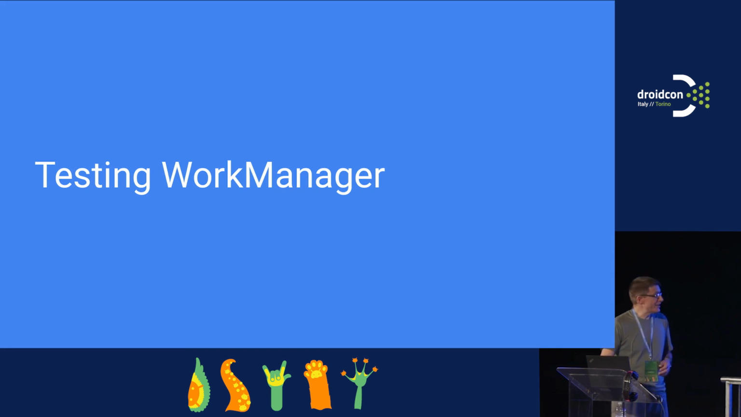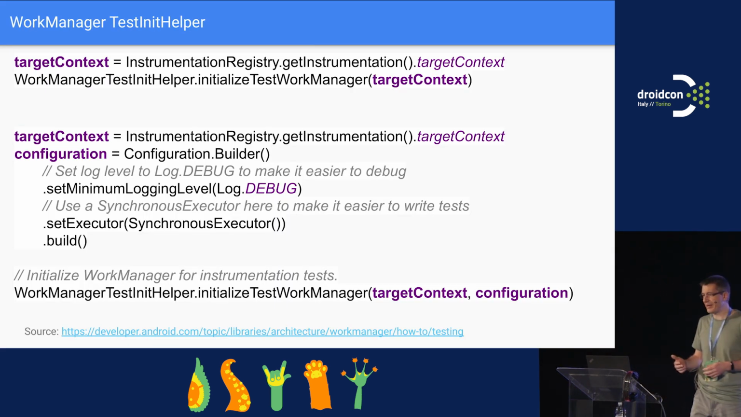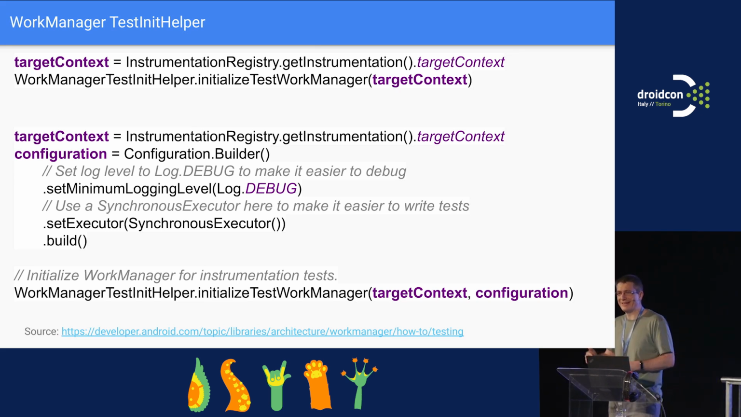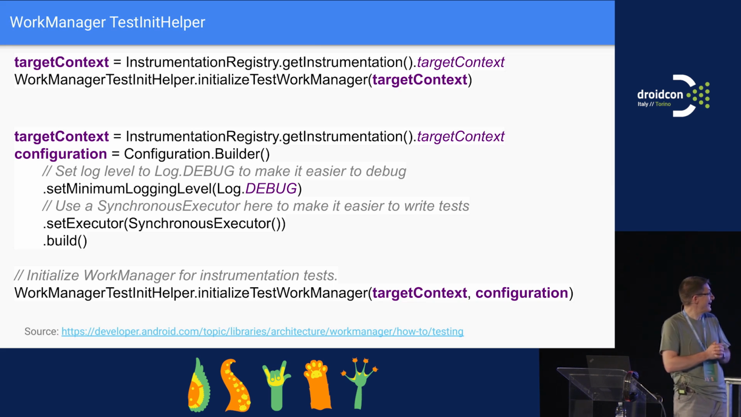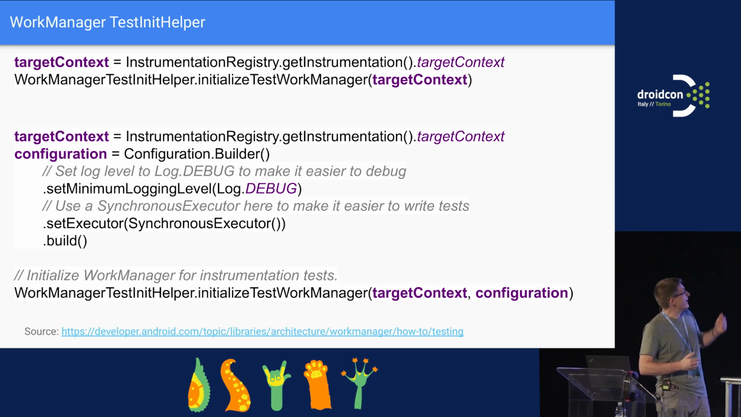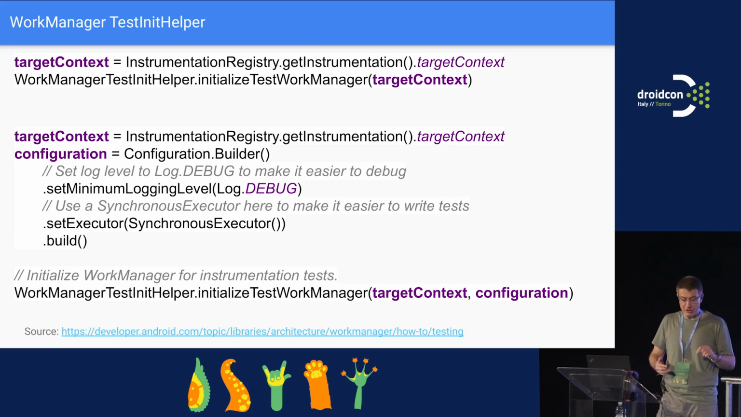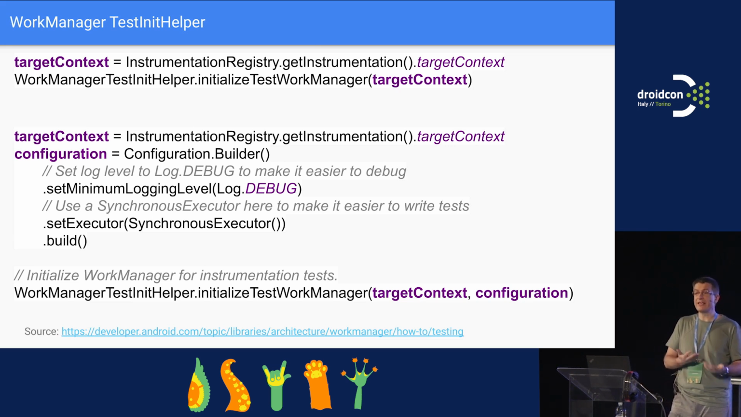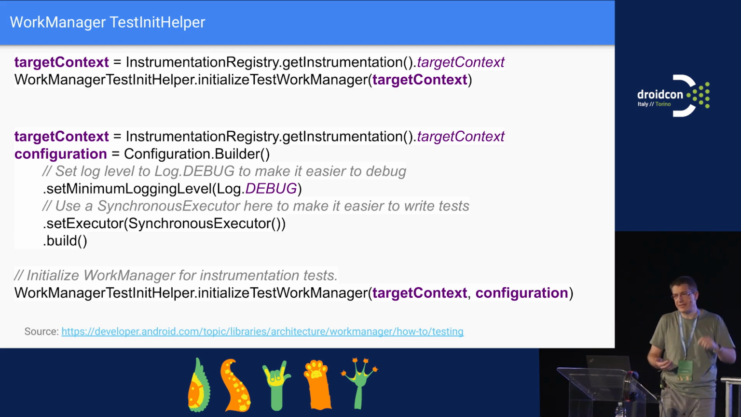For testing WorkManager, at the end, not because it's not important, but because I tried to do this the other way around, doing the test-driven approach. It doesn't work very well, so the testing is at the end. We have this test init helper, where you can get a custom executor that is a synchronous executor. I'm showing it here in the custom configuration. In reality, even if you don't have a custom configuration, the initialized test WorkManager is using a synchronous executor.